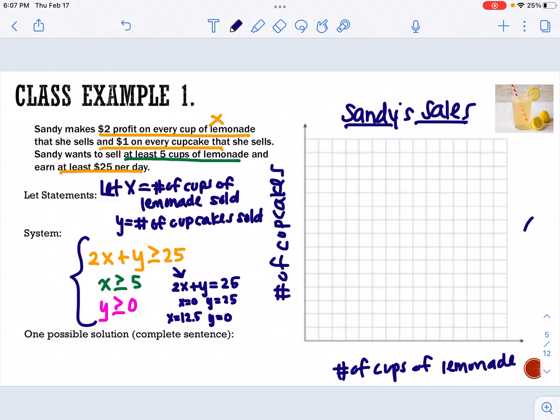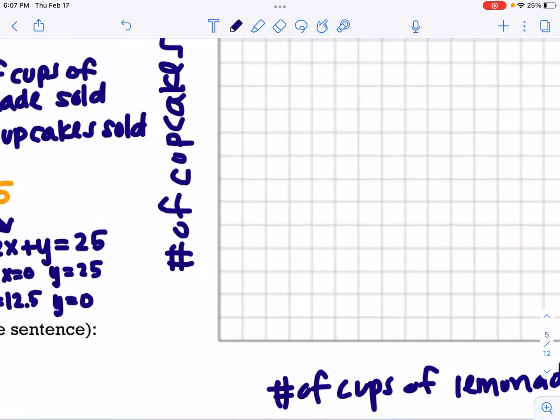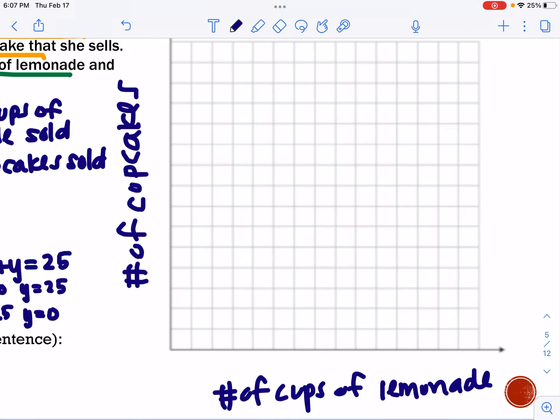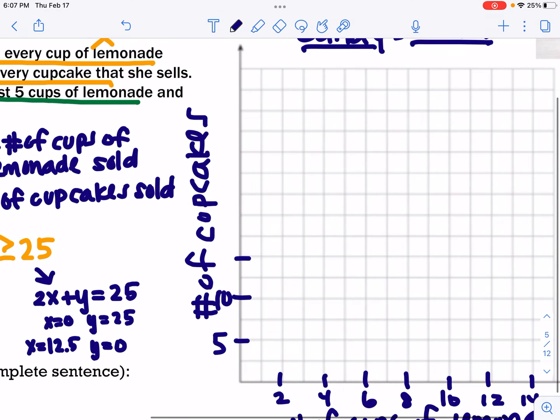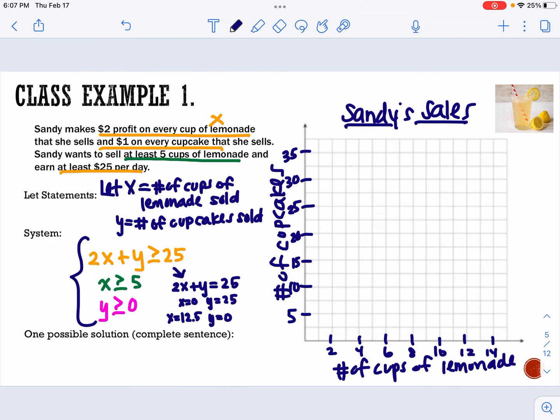Now you have a choice of what intervals you want to do. I'm going to start off by looking at my x-axis, and I'm going to choose intervals of 2. I'm going to use nice tick marks to indicate where these are labeled. For my y-axis, I know that my y-intercept needs to at least reach 25. I'm going to do intervals of 5. Now we can start graphing.